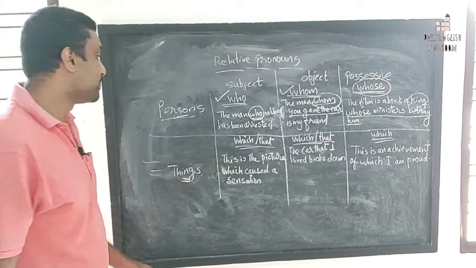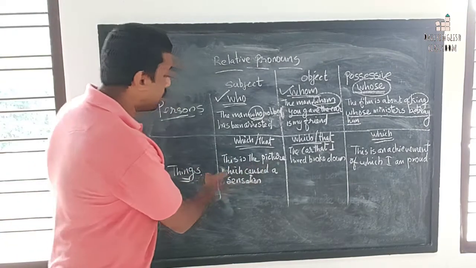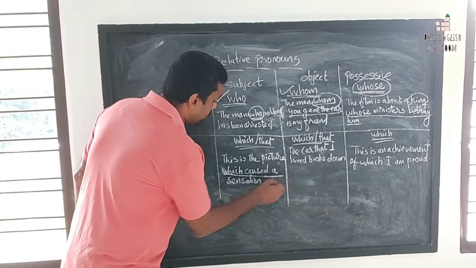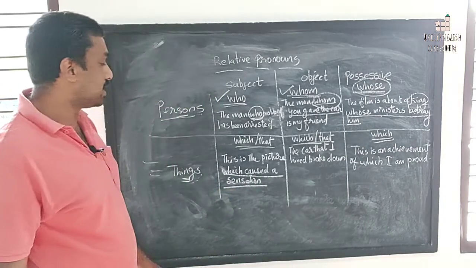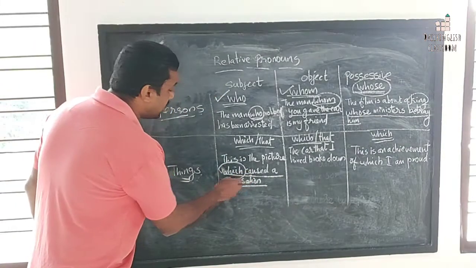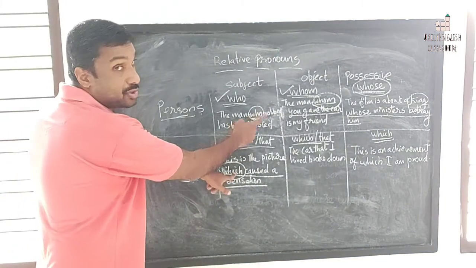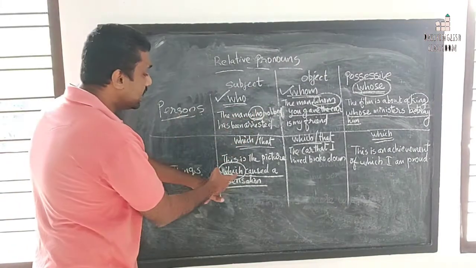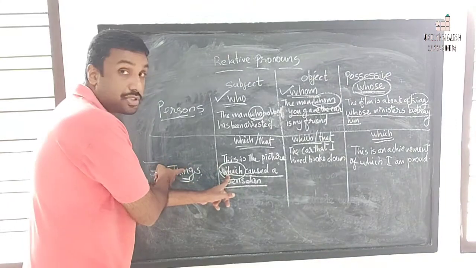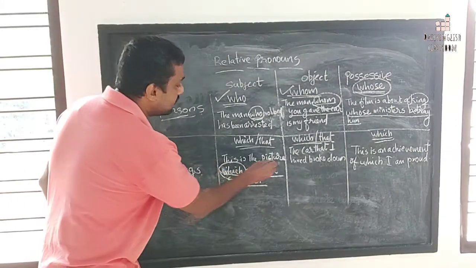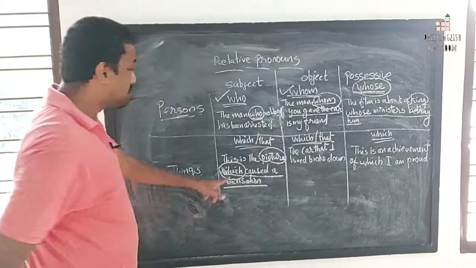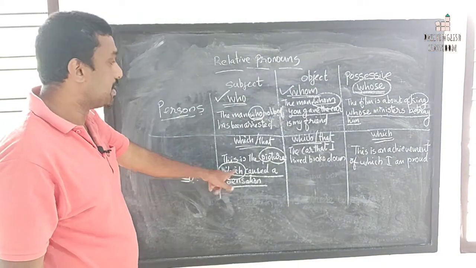So this is the picture which caused a sensation. Which caused a sensation is the relative clause, and which is the relative pronoun. Here we used which, not who, because who is referring to a person. Here which is referring to an object or thing. Which here is referring to the picture. So which is the correct pronoun here.